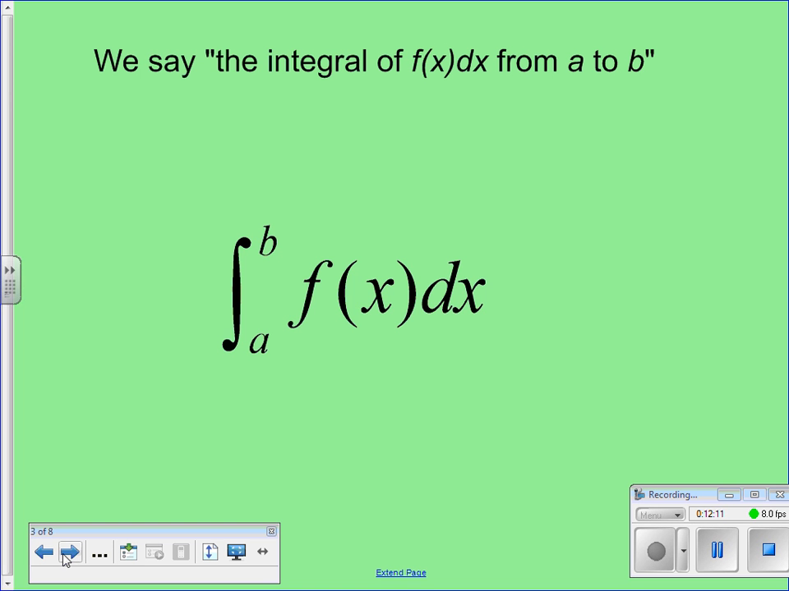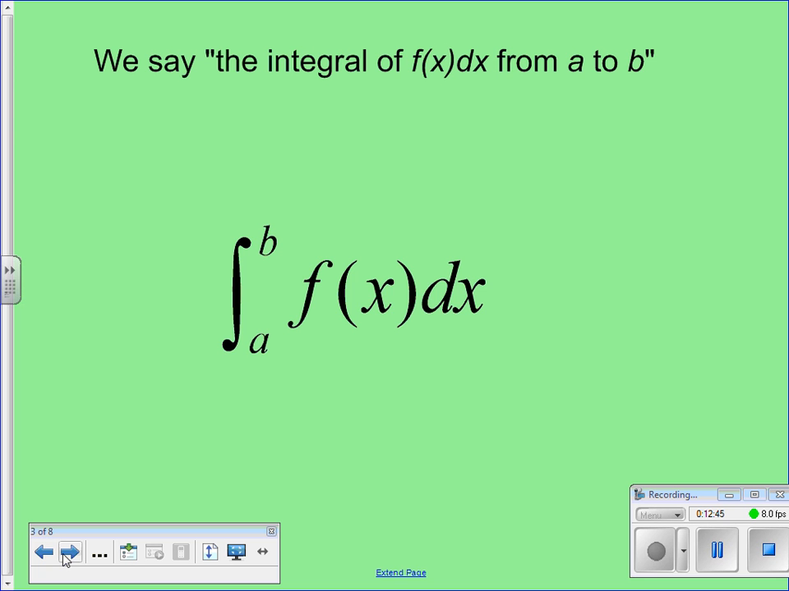We say the integral of f of x from a to b. This is how you pronounce it. This is how you say it. Please say with me: the integral of f of x dx from a to b. I did not hear everybody. I want to hear everybody. There was at least one person not talking. I want to hear everybody. The integral of f of x dx from a to b. Thank you.